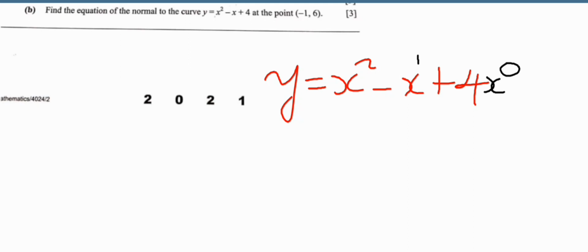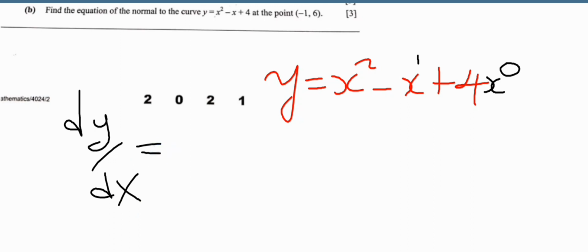So by finding dy dx, we are differentiating. This power here is going to multiply with the coefficient that we have here. The coefficient that we have here is just 1. So 2 multiplied by 1, we get 2. Then the same power minus 1, we are going to have 1. So we are going to remain with a single x here.